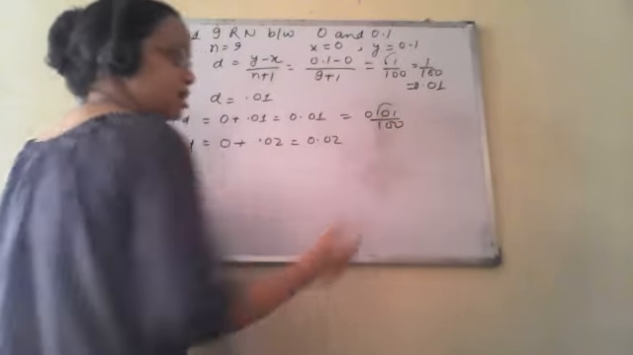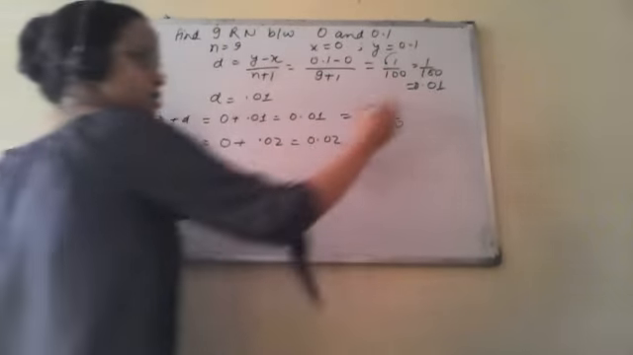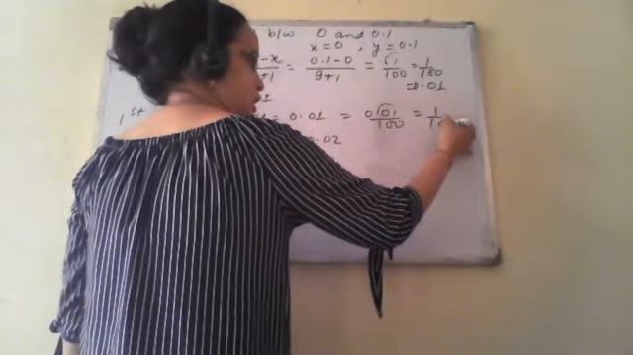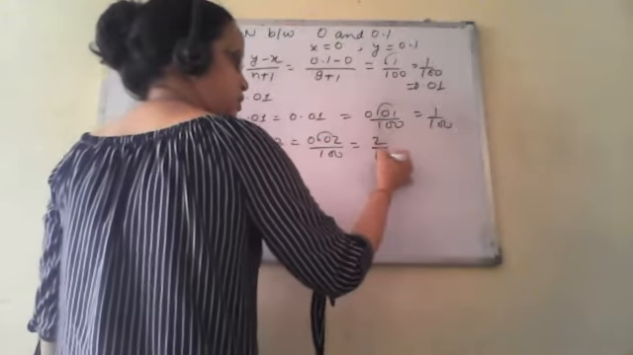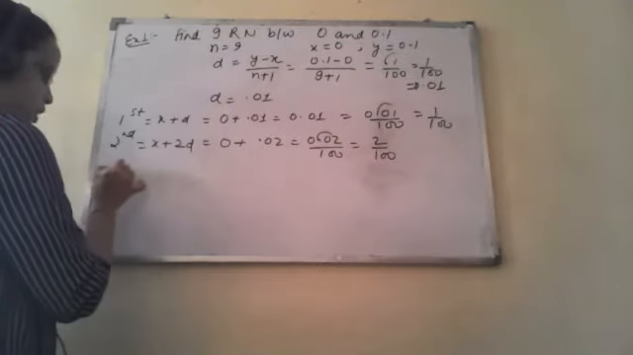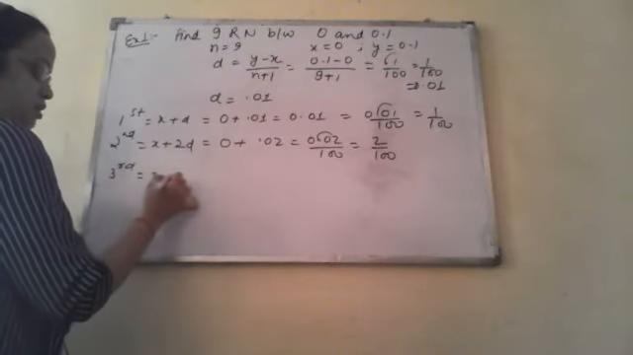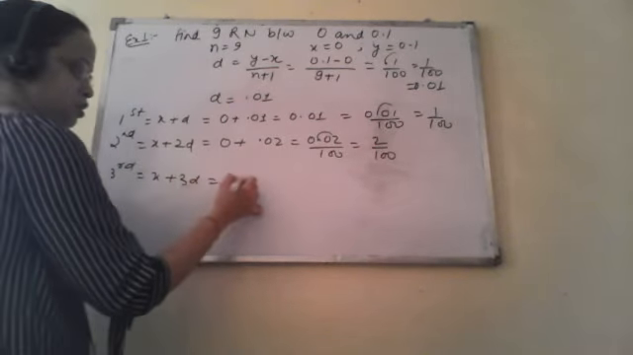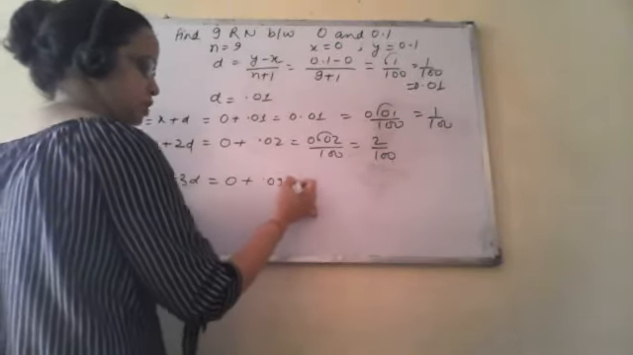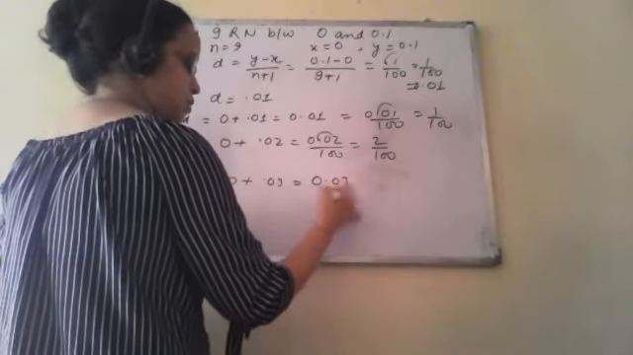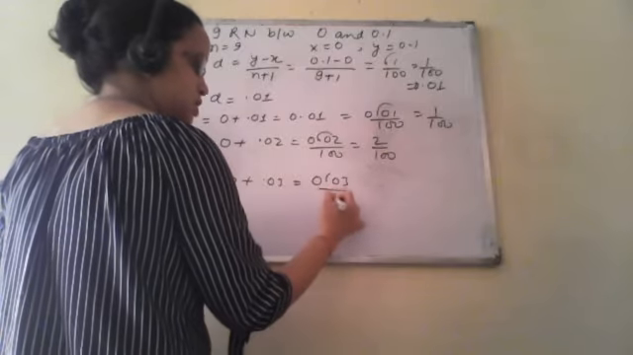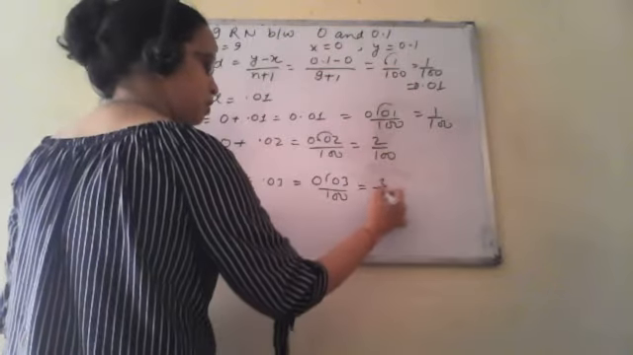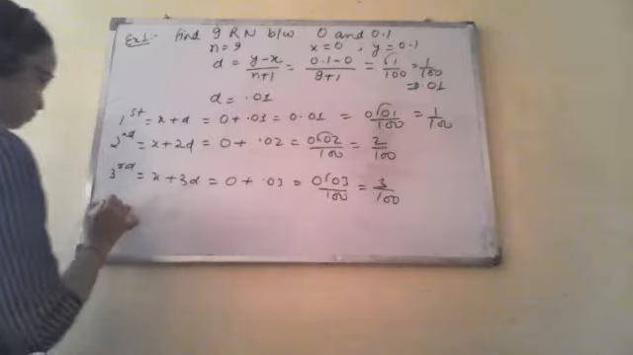Now you have to write the rational number, so you have to write in p upon q. This is 1 upon 100. So this is 2 upon 100. Third rational number will be x plus 3D, that is 0 plus 0.03. This is 0.03, so if you remove this decimal, it will become 3 upon 100.